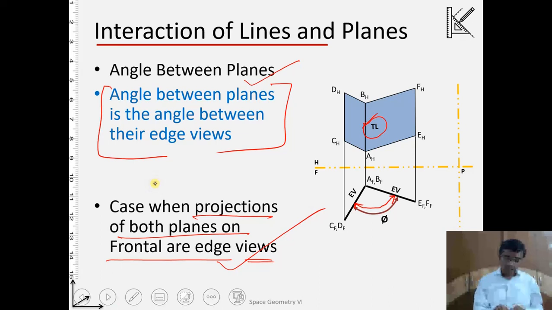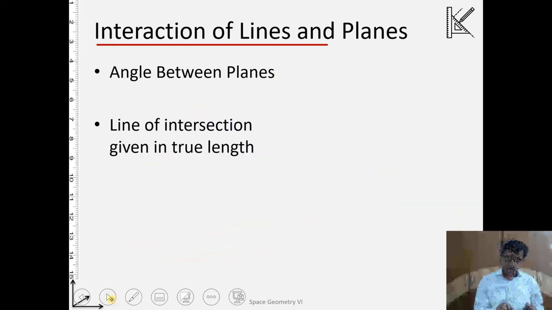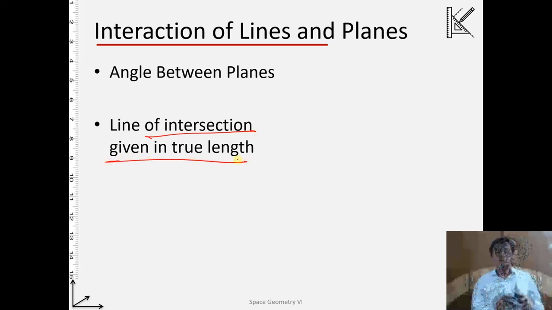We'll see some little more complicated cases, but keep this one in mind, that this is how we will be determining the angle between two planes. In the second case, the line of intersection is given in true length. What is the meaning of this case?